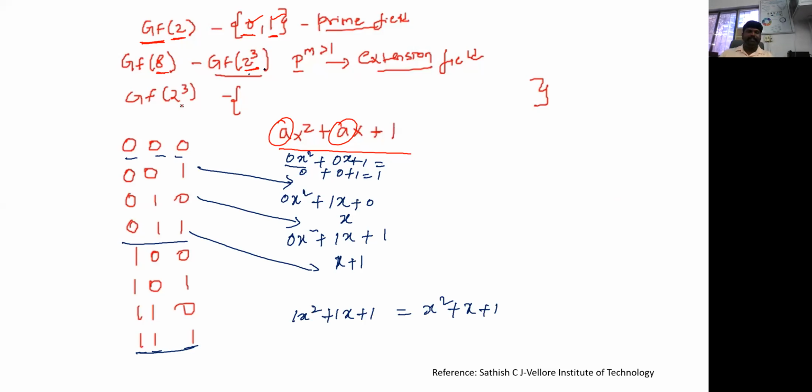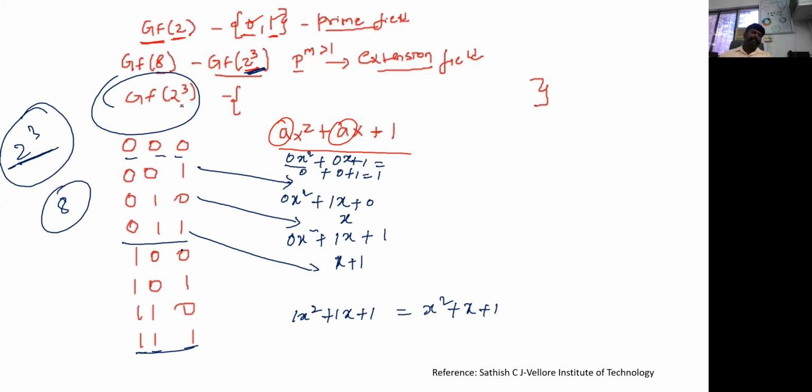Sorry, 2 power 3. I'm talking about 2 power 3 only, not other things, right? When you talk about the values of 2 power 3, where we have the 8 elements, they start from 0, 0, 0 and go up to 1, 1, 1. I hope this is clear.